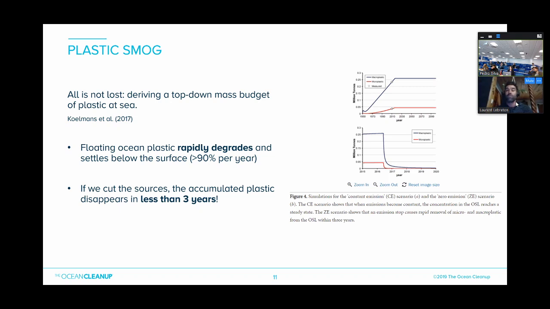And so the conclusion of the paper was that if we kept the sources of plastic entering the ocean, then with a very high degradation rate and settling rate, over 90% per year, all the plastic at the surface of the ocean will disappear within 3 years. Therefore, there's no point in cleaning up the ocean, and we should just focus on the source. End of the story, right? That's something we'll discuss again after this, right?